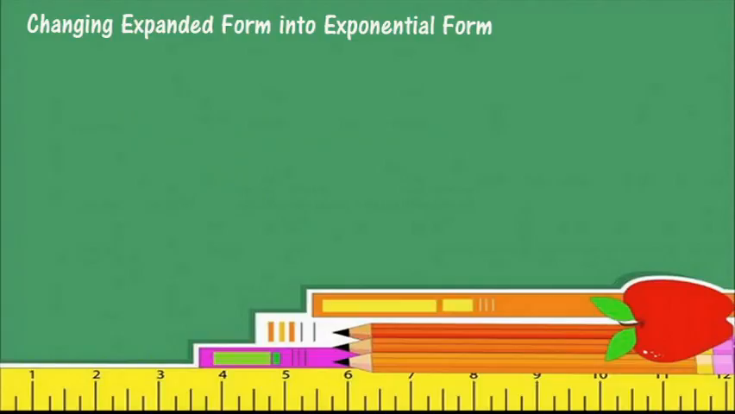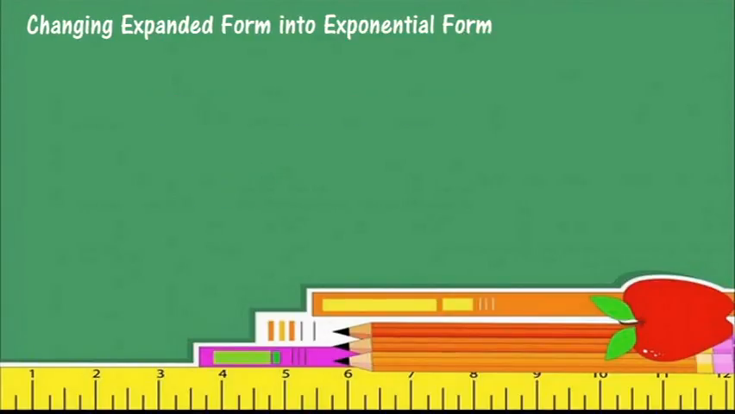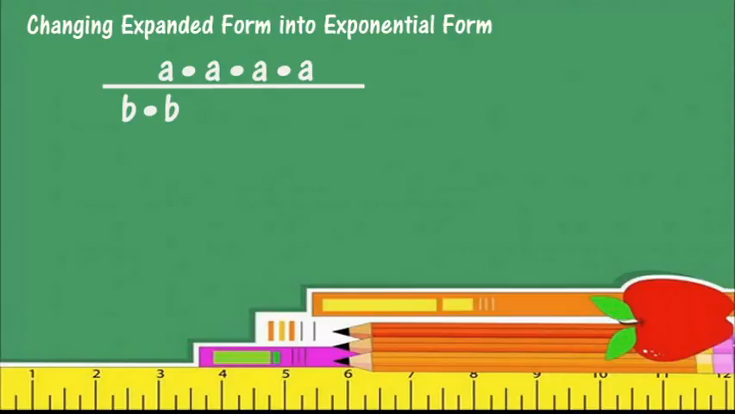For the second one, 2r times 2r times 2r times 2r times 2r. The exponential form would be the quantity 2r raised to 5. For the last example, a times a times a times a all over b times b times b times b times b times b. The exponential form would be a raised to 4 over b raised to 6.